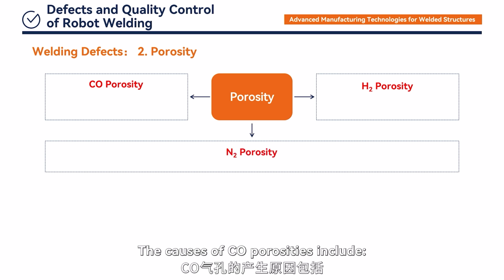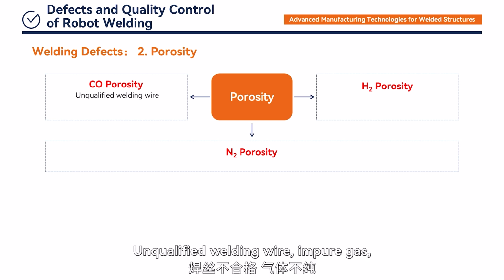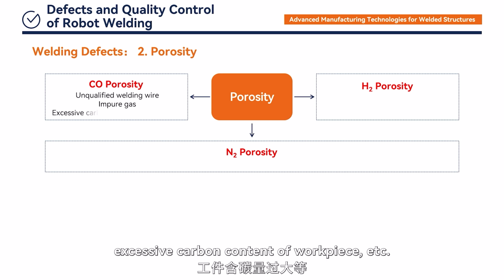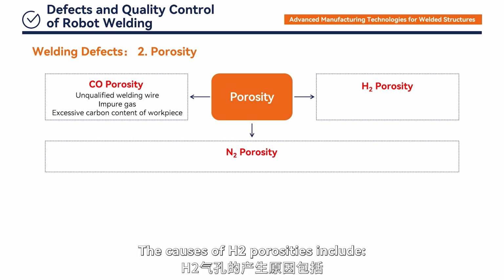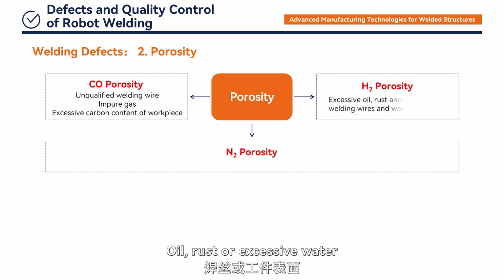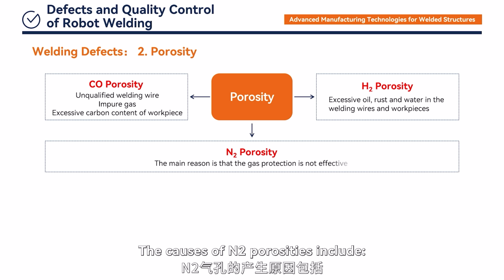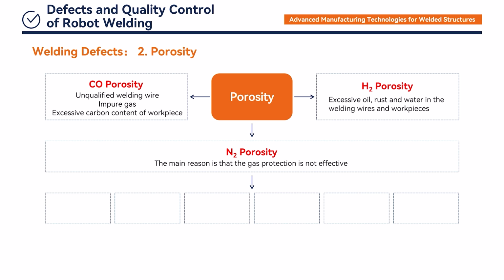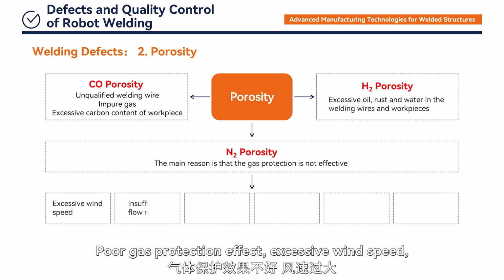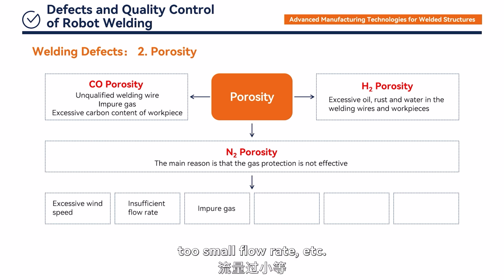The causes of carbon monoxide porosities include unqualified welding wire, impure gas, excessive carbon content of workpiece, etc. The causes of hydrogen porosities include oil, rust or excessive water on the surface of welding wire or workpiece, etc. The causes of nitrogen porosities include poor gas protection effect, excessive wind speed, too small flow rate, etc.